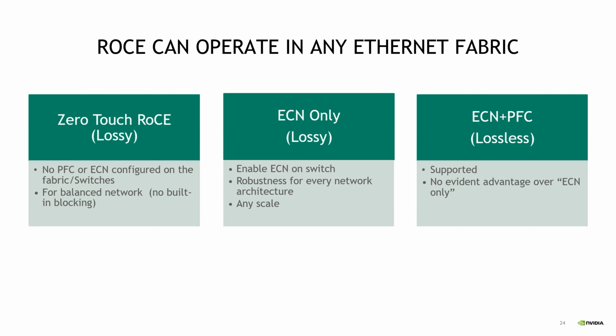We support these three approaches. ECN only, which is a switch setting that enables it to set a bit in the data packets flowing through it when its buffers are almost full. This bit tells the adapters on the data path to slow down their transaction speeds. You can also add PFC to this, which is a command the switch sends to an adapter if its buffers are full and it can't take any more data.